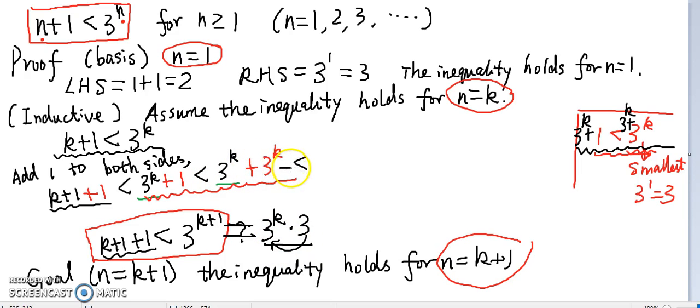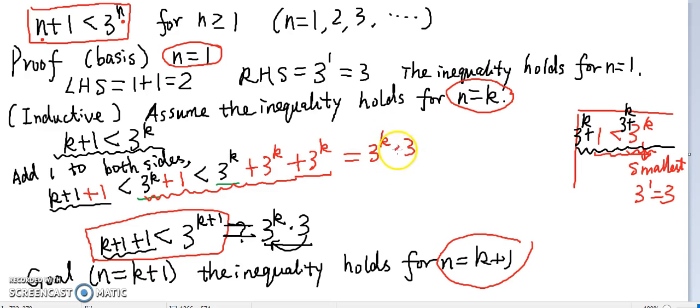So I'm going to go ahead and add another copy of 3 to the k, because 3 to the k plus 1 is already smaller than 3 to the k plus 3 to the k. If I add another one, it's going to make the right-hand side even larger. And so the left-hand side is still going to be less than that. And now we know this is by using simple math.